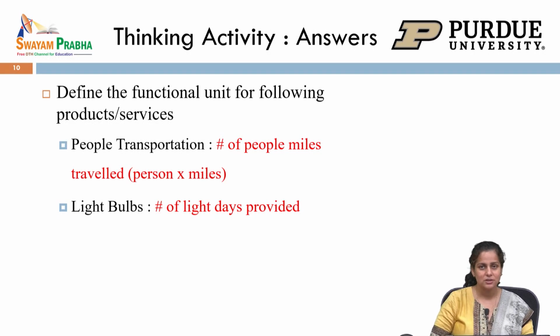If you are that cautious about whether you want to use a 40 watt versus a 60 watt, then you have to understand how many lumens are provided by the bulb for the total number of light days that it is providing. So you can change the functional unit based on the functionality that you are focused on for making a decision on substituting your product with another product.